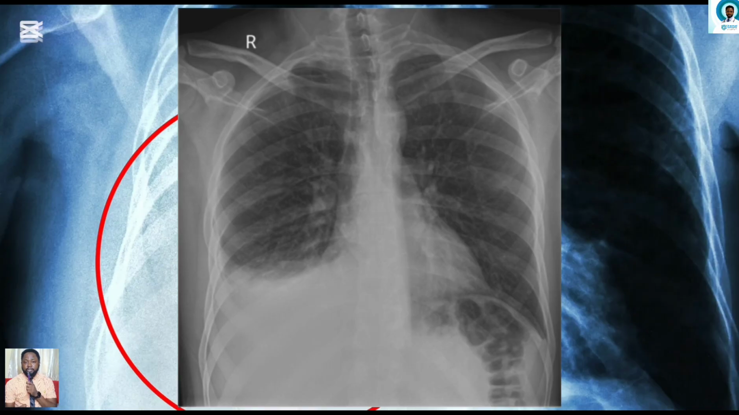However, on the right side, there is blunting of the right costophrenic angle. There is opacification in the right hemithorax with meniscus sign, and the right cardiac border and the border of the right hemidiaphragm are obscured by the opacification. This makes the radiological diagnosis of a right-sided pleural effusion.